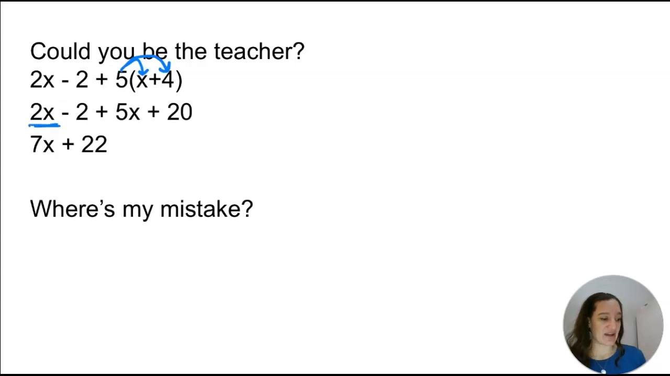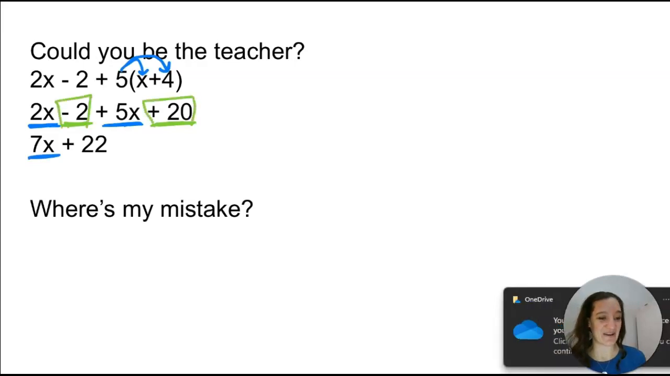Then it looks like they're combining like terms. So they got their x's and their constants. 2x and 5x would be 7x. And then, I see what they did. They have a negative 2 and a positive 20, and they combine that to be 22. It's not, is it? This is a negative 2 and a positive 20. So that would actually be just a positive 18, wouldn't it?